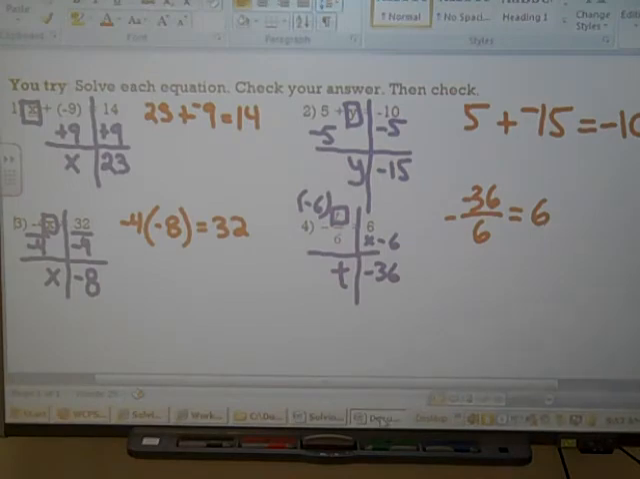So number 1 on the practice problems, x equals 23. Number 2, y equals negative 15. Number 3, x equals negative 8. And number 4, t equals negative 36. And you should have also checked to make sure all of those worked.